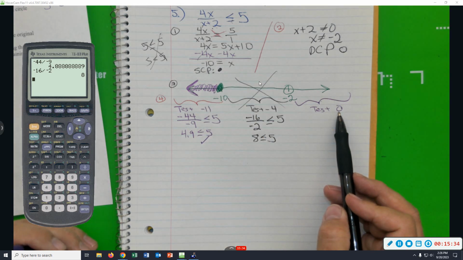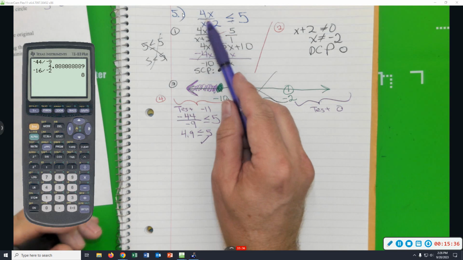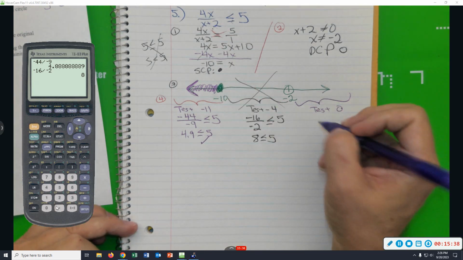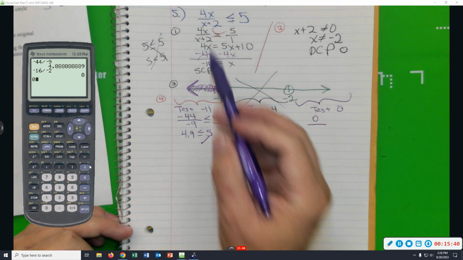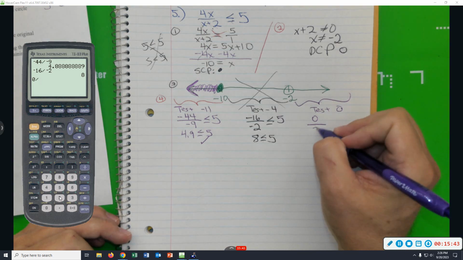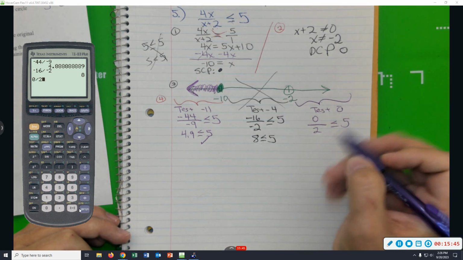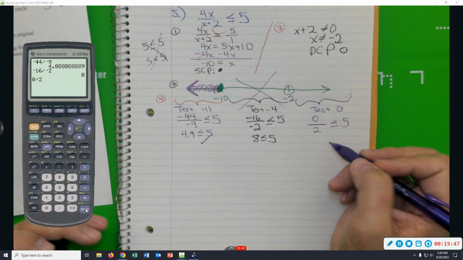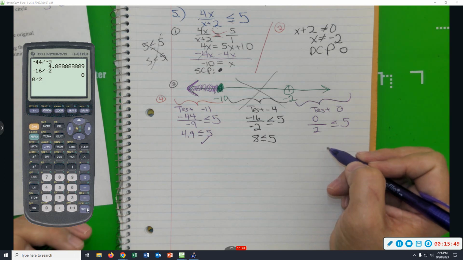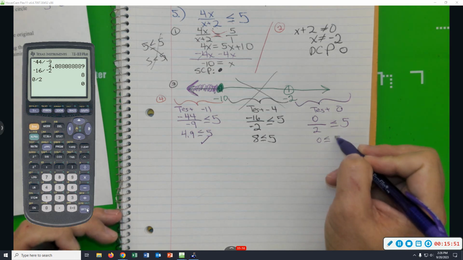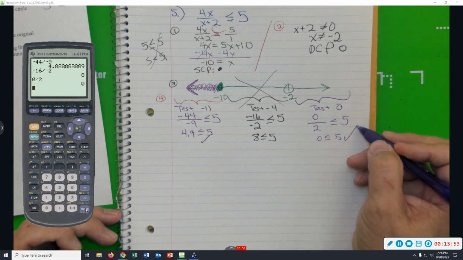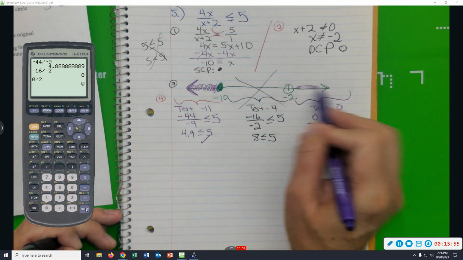Finally, testing 0. 4 times 0 is 0, divided by 0 plus 2, which is 2. 0 divided by 2 is, don't say undefined, 0. Is 0 less than 5? Yes, so we shade.